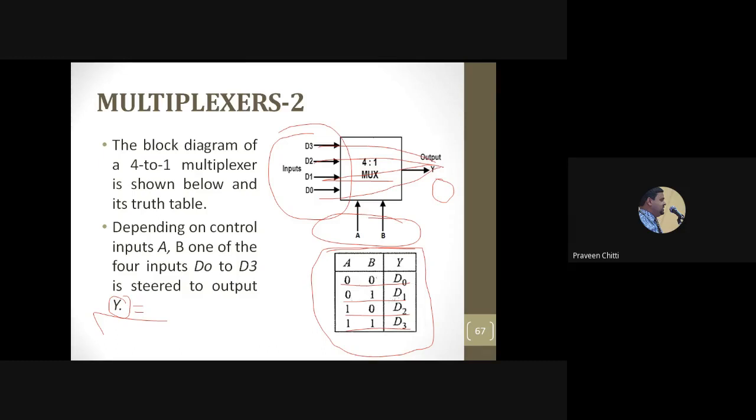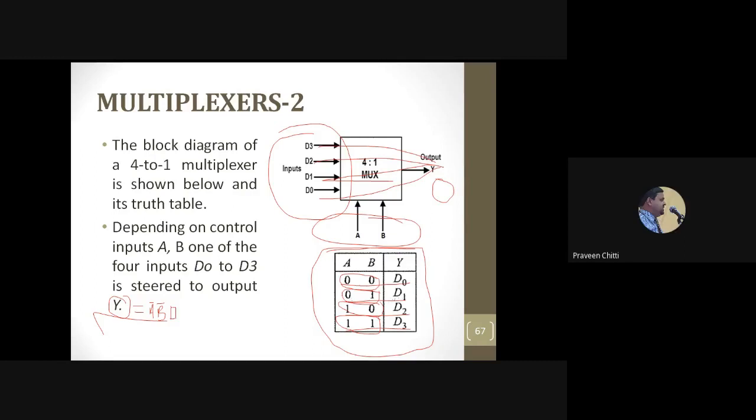How is the first select line combination 0 0 represented in terms of A and B? A bar B bar. The second one? A bar B. The third one, A B bar. And the last one, A B. Whenever this input combination occurs, you should get the output D0. So how do you write the first term in the equation for Y? A bar B bar D0.